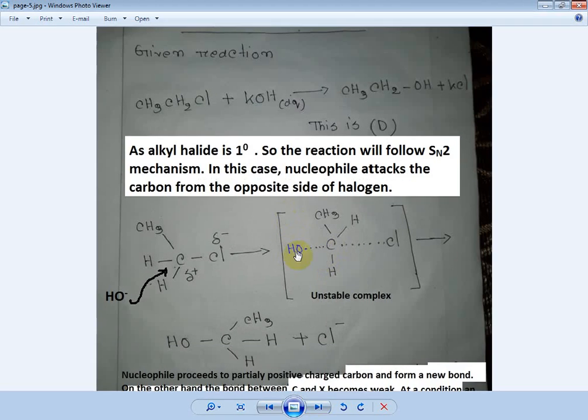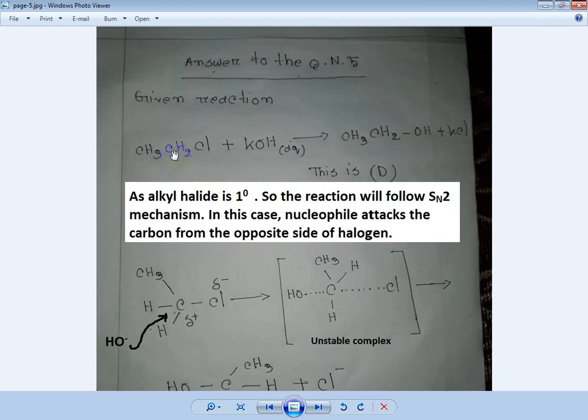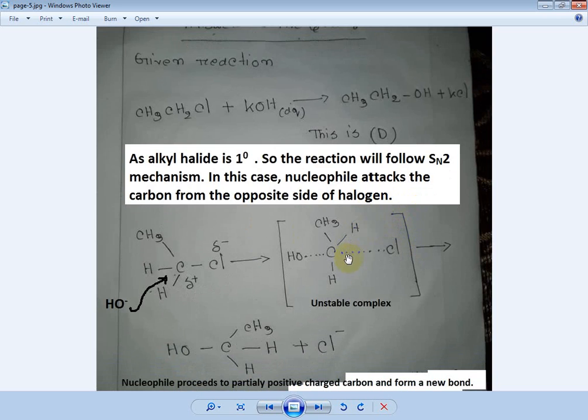Second, this is the alpha carbon. This alpha carbon contains one alkyl group, so this is a 1-degree alkyl halide. A 1-degree alkyl halide prefers the SN2 reaction mechanism. In the SN2 mechanism, the nucleophile attacks the alpha carbon on the side opposite to the halogen. This side is the halogen; the nucleophile attacks the opposite side of the halogen.